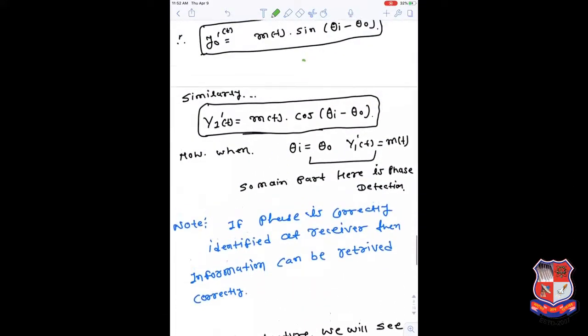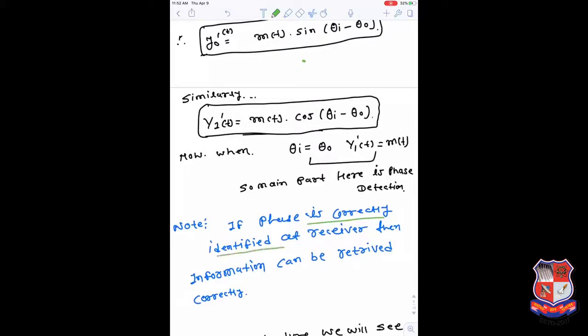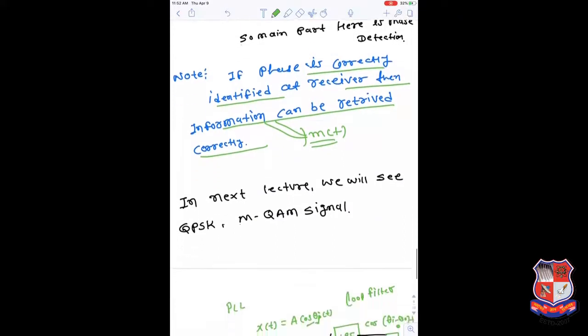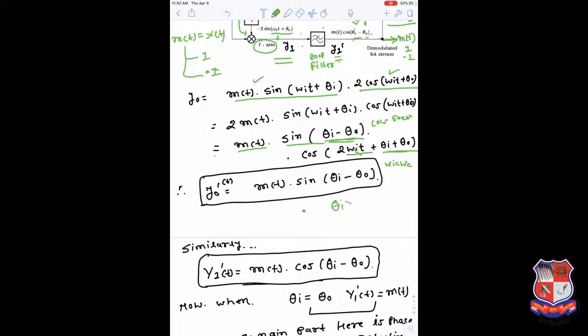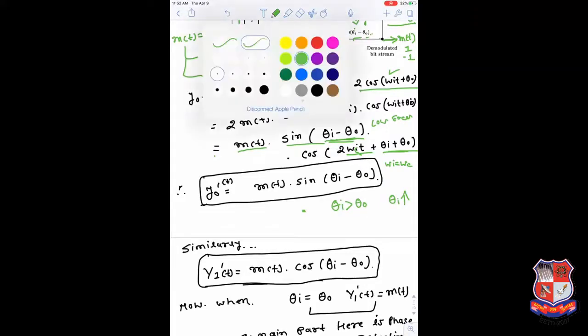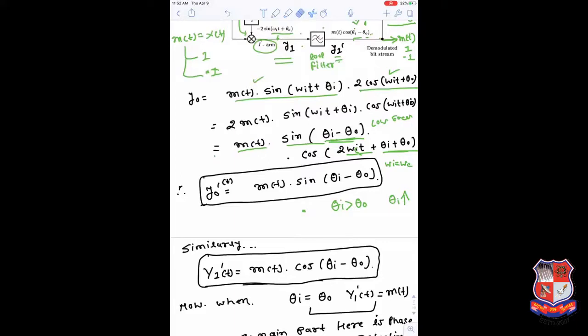So this is the looping mechanism. What we conclude here is that if the phase is correctly identified at the receiver, then the information, m of t, can be retrieved correctly. What we basically learn here is that if the incoming phase theta I is greater than theta 0, then next time the difference should decrease, and if theta I is less than theta 0, then we need to increase.